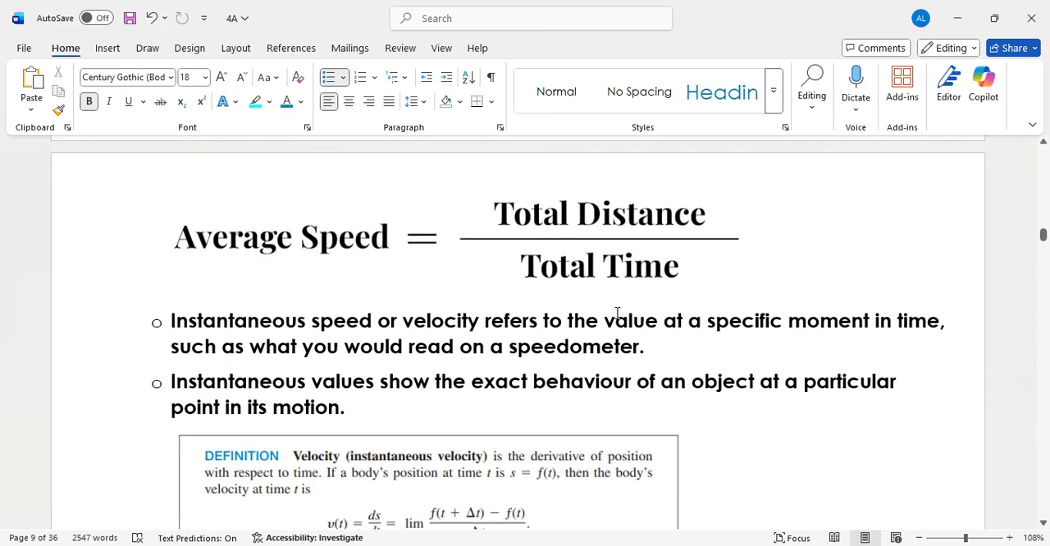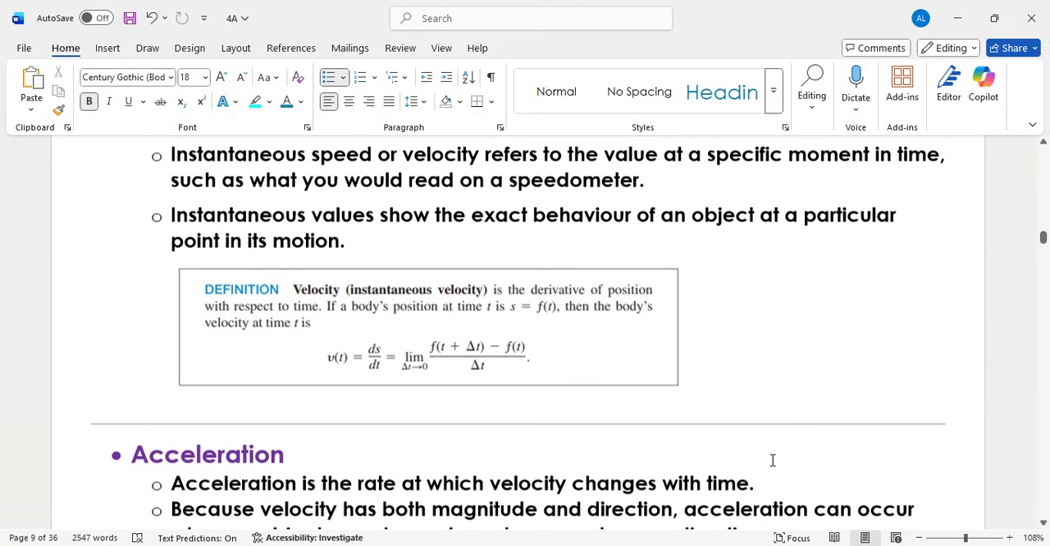Instantaneous speed or velocity refers to the value at a specific moment in time, such as what you would read on a speedometer. So your speed at a bump would be different than your speed going straight north. Let's say you're going straight and there is no bump, and the speed would increase. So it's just a magnitude at a particular time. Instantaneous values show the exact behavior of an object at a particular point in its motion.